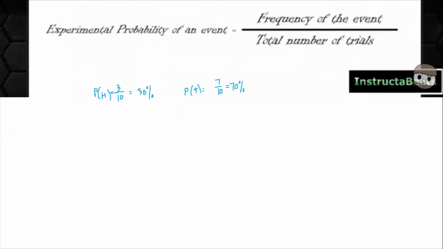So do you know already what is the difference of our experimental probability and theoretical probability? Again, when we say experimental probability, this one is based on our experiment. But when we say theoretical probability, this is what we can see based on the book, based on math.